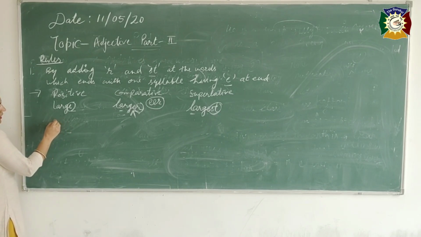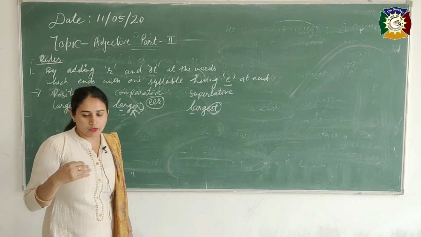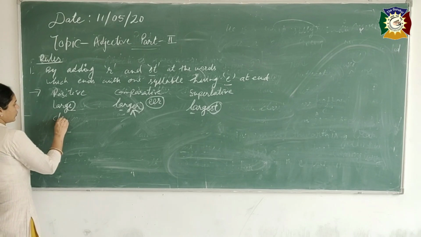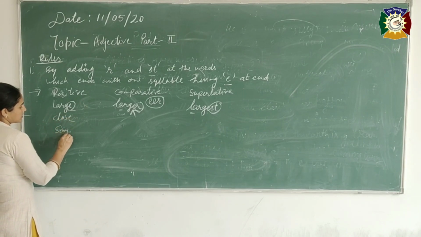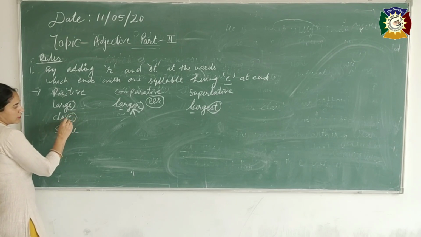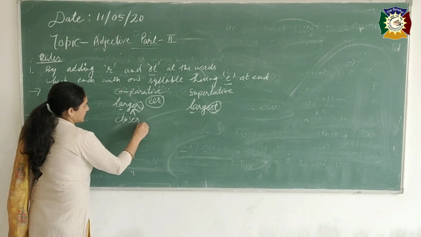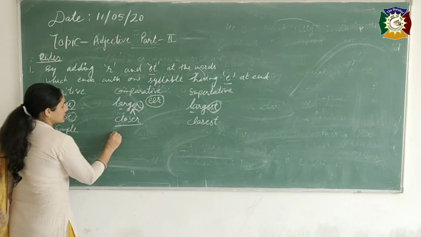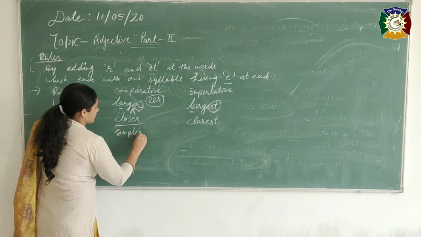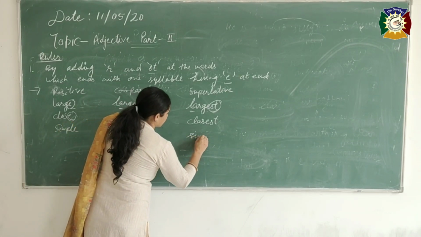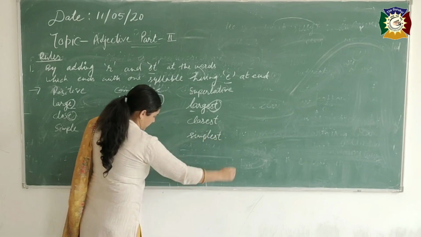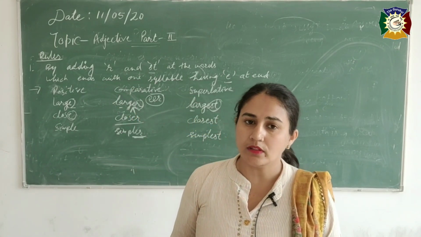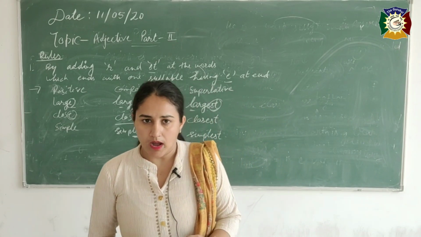Second one is large. You can take more examples from your side, like we are writing close, simple. But we are writing close and simple. First of all, focus here. E. Closer. Closer. Right? Closest. Simple. Simpler. And next is simplest. So here you have to find out your own adjective which ends with E, and you have to add just R and ST.